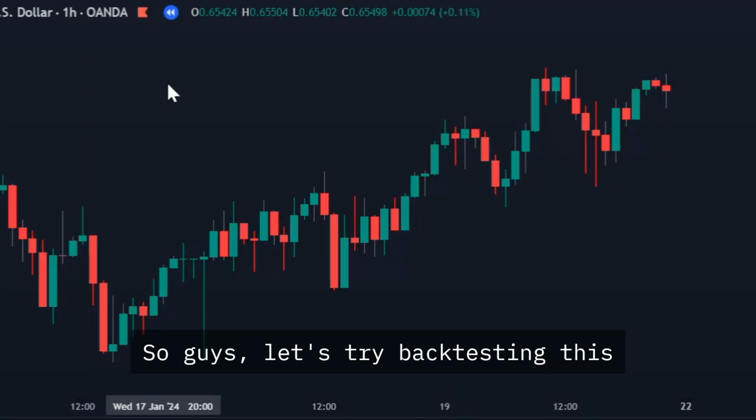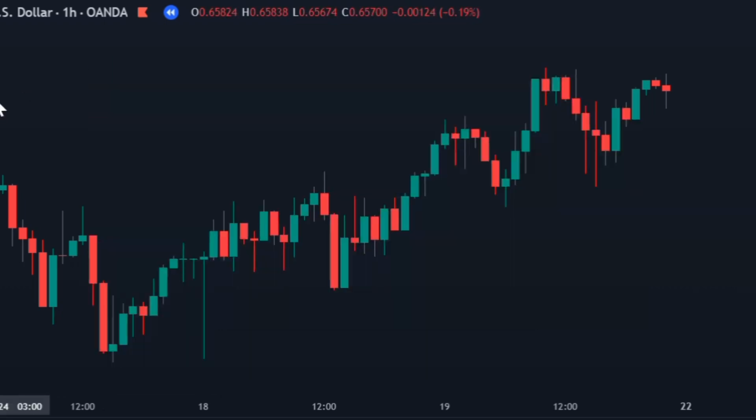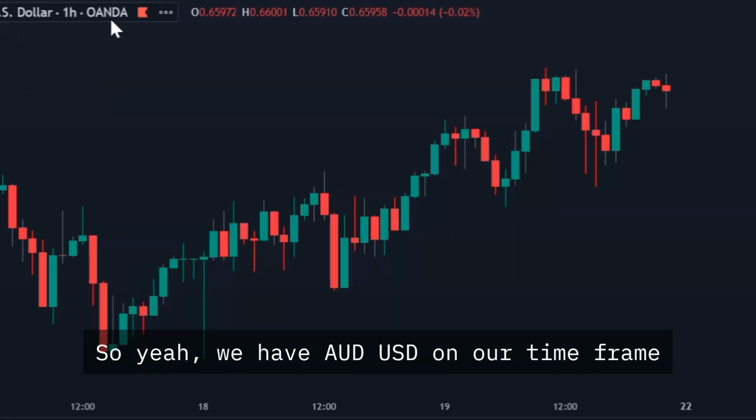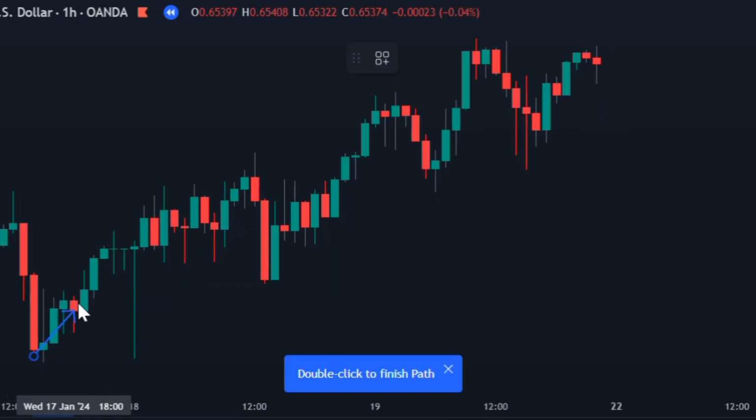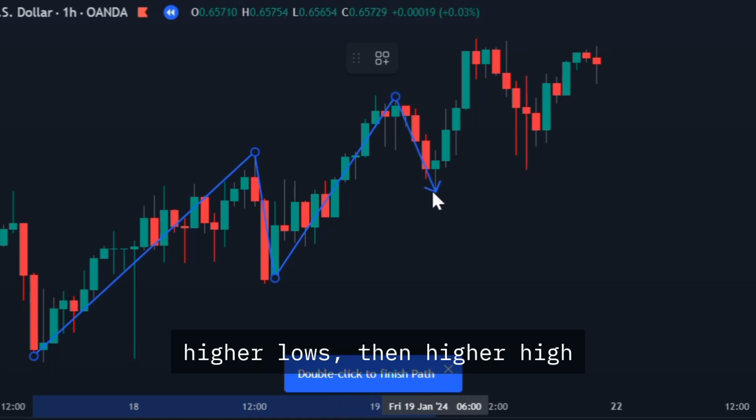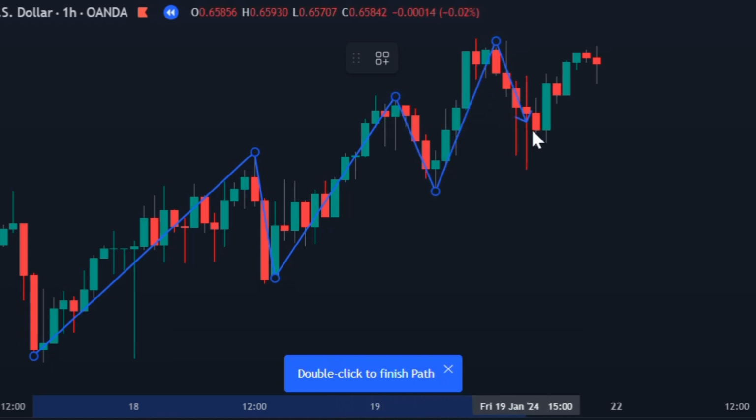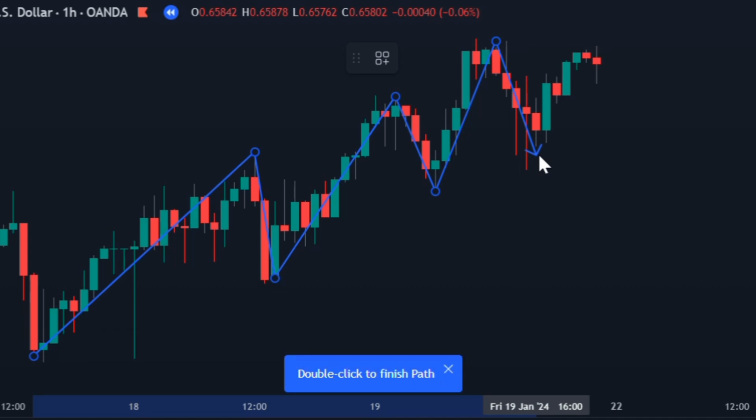So guys, let's try backtesting our supply and demand zone. So here we have AUD USD on a 1 hour time frame, and price is making a very good higher high, higher lows, higher high, higher lows, then higher high, higher lows. What we wanna do, we wanna wait for a change of character. These are break of structures.